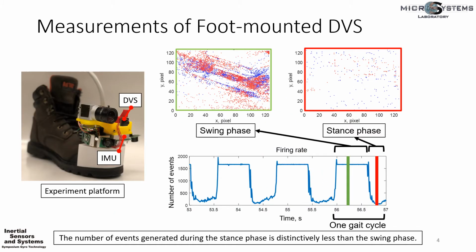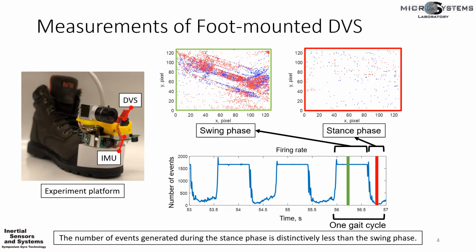Our approach for enhancing the zero velocity detection is to use measurement from a foot-mounted DVS. The plot on the left-hand side shows the experiment platform for this project. The platform was previously designed to study sensor fusion techniques for pedestrian inertial navigation. The shoe in the picture was integrated with IMU, ultrasonic sensors, barometric altimeters, CMOS camera, and DVS. In this presentation, we only use IMU and DVS. The DVS was mounted on top of the IMU.